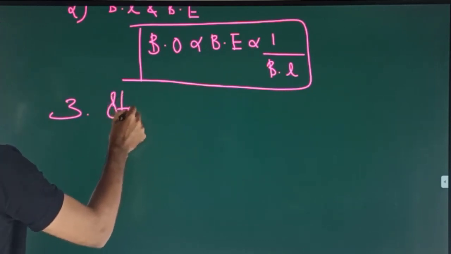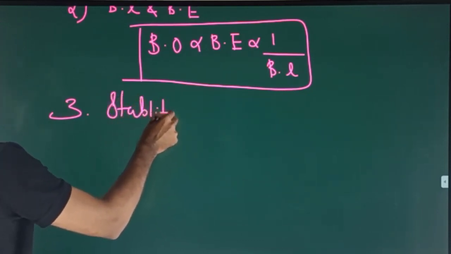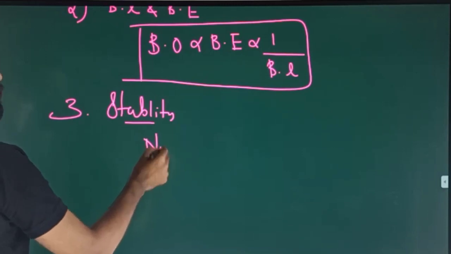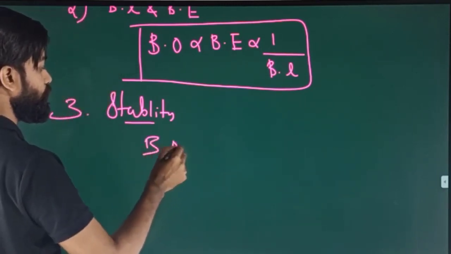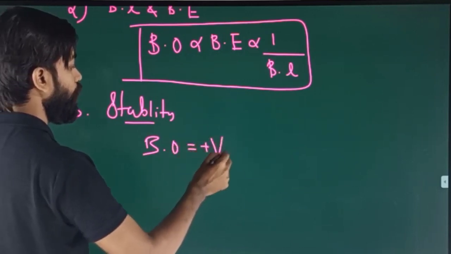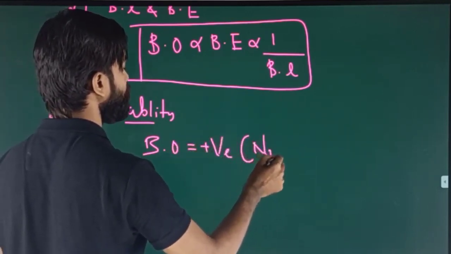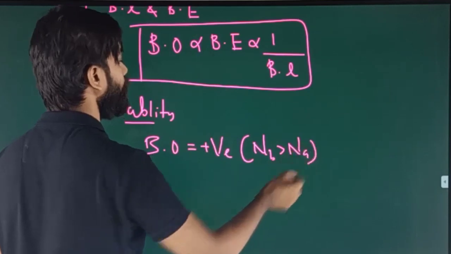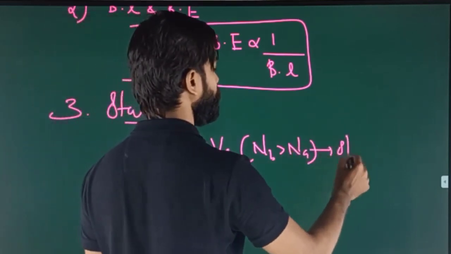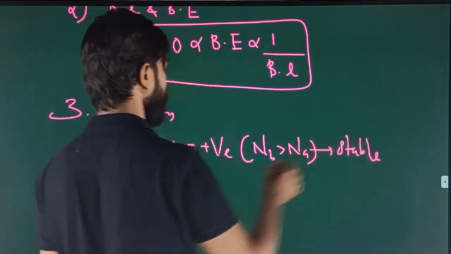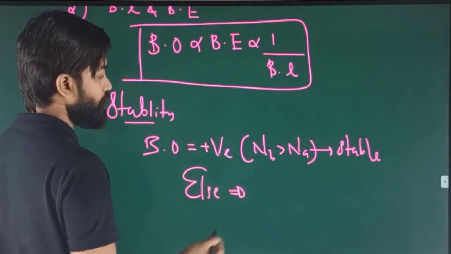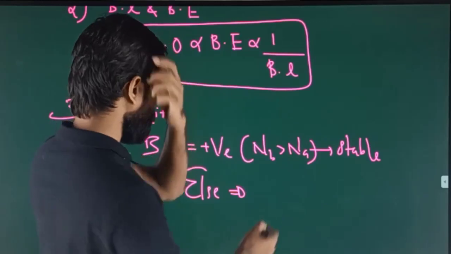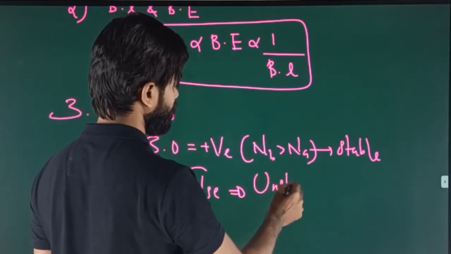in order to find the stability, we can define the stability. If the bond order of a species is positive, how does the bond order become positive? If your Nb is greater than Na, then the molecule is stable. Else, if it is negative or 0, otherwise, if it is not positive, then the molecule is unstable.